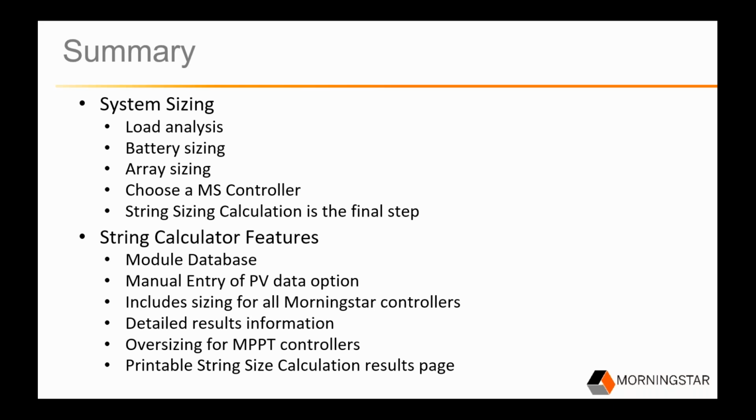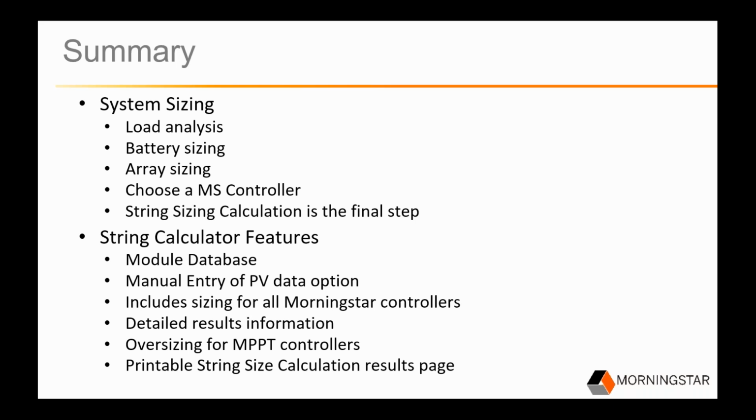The Morningstar string calculator has over 100,000 module brands and models in its database, and it gets updated on a quarterly basis. If the specs for a module model are not in our database, you can manually enter your specs. The calculator allows you to size your array for any Morningstar controller and quickly access a results output that includes optimum module series and parallel configurations.